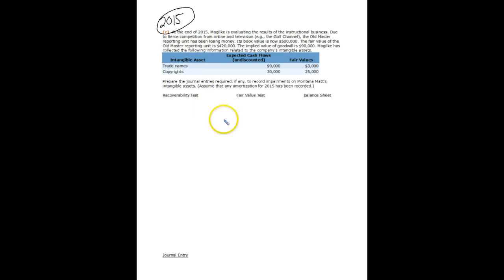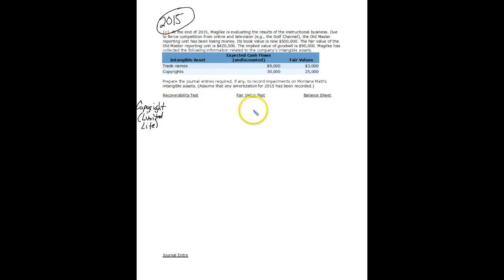So we need to assume that the test was done in 2014, at least for goodwill. And now in 2015, we have reason to think the other two intangible assets, the trade names and the copyrights, might be impaired. So we're going to go through the test. So we're going to look at the copyright first. Recall it does have a limited life. So let's look at that one first. And then we'll go through the trade name, and then the goodwill.